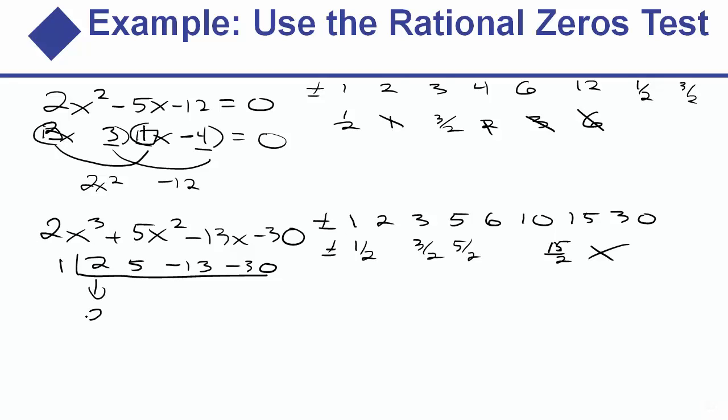So bring down the 2. And then 1 times 2 is 2. Add 7, right? 1 times 7 is 7. Add to get negative 6. And then a negative 6 gives us negative 36. That's off by a lot. So if that's off by a lot, that means if there is a 0, it's probably not close to 1. It's probably a little bit further away.